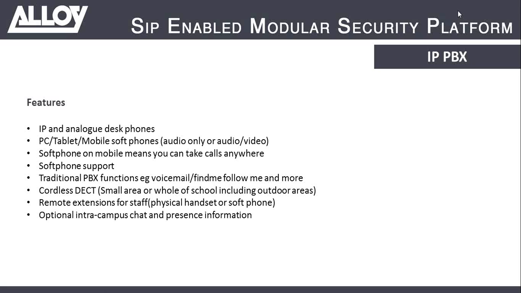Another one that's popular now and very easy to do, and you'd all be aware of, is the remote extensions, the ability to set up either a physical handset or a soft phone off-site, allowing communication back into that facility. And we'll see how important that is when we start looking at the video cameras, security camera capabilities a little bit later. And of course, depending on what platform you're on, we have the optional intra-campus, intra-building, intra-site chat and presence information.